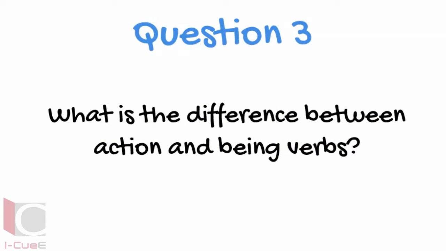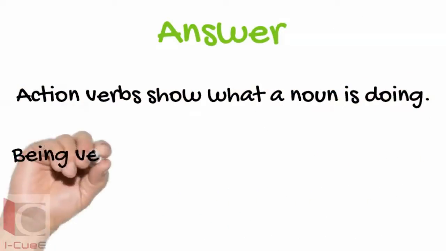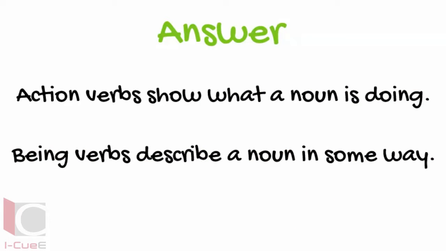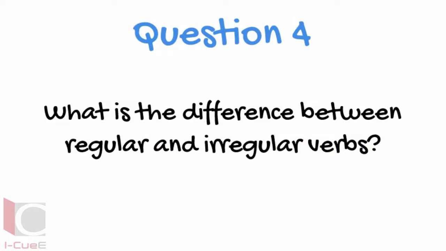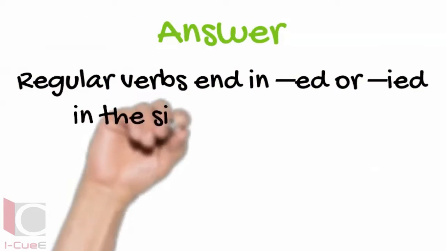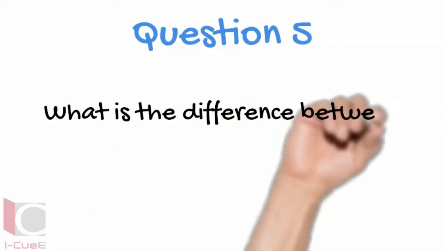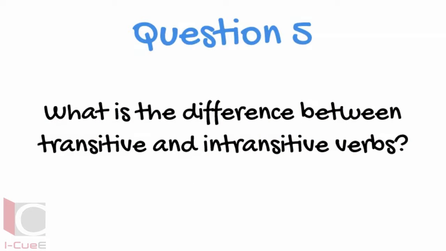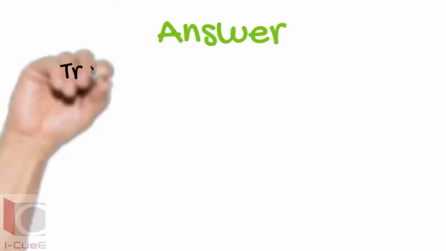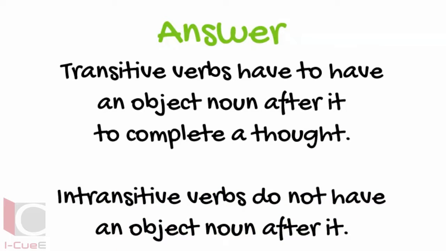What is the difference between action and being verbs? Action verbs show what a noun is doing. Being verbs describe a noun in some way. What is the difference between regular and irregular verbs? Regular verbs end in ed or ied in the simple past tense. Irregular verbs do not. What is the difference between transitive and intransitive verbs? Transitive verbs have to have an object noun after it to complete a thought. Intransitive verbs do not have an object noun after it.